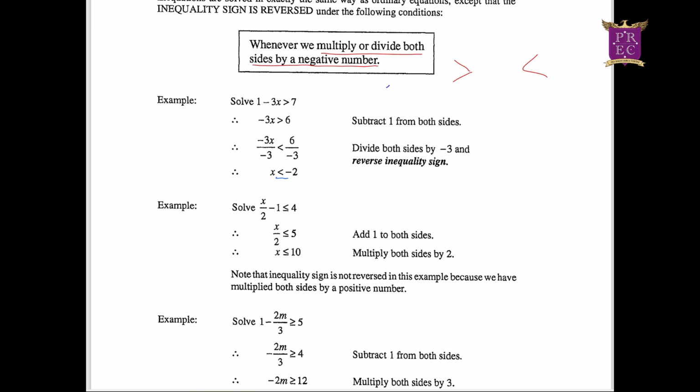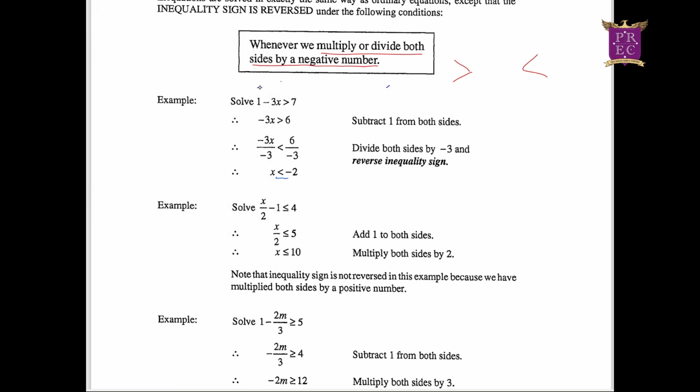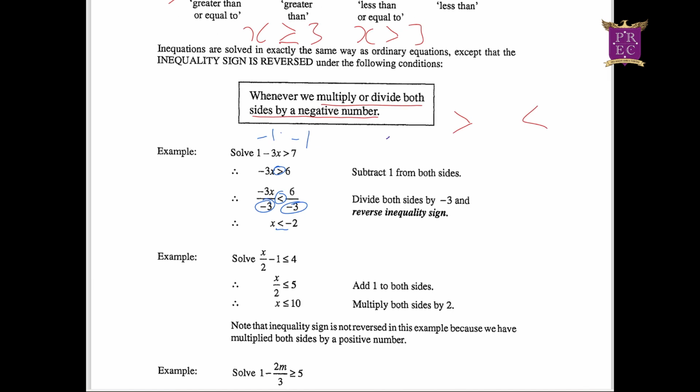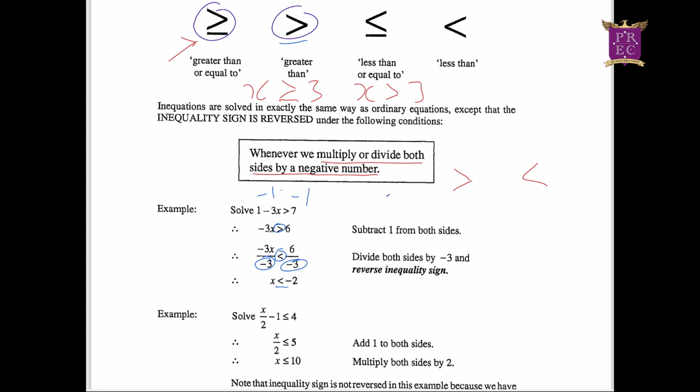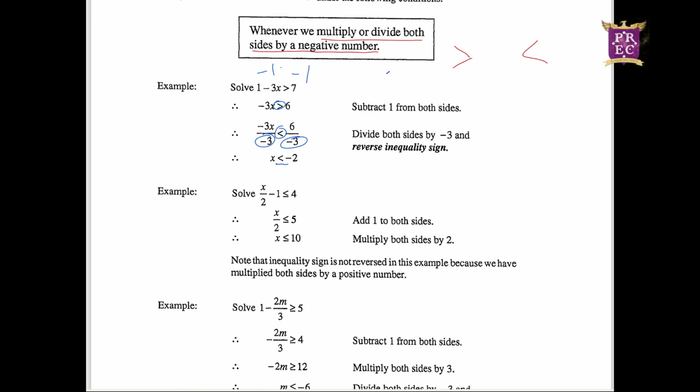Looking at this example here, you can see that the first thing they did was they took away 1 from both sides. Next, they divide both sides by negative 3, and they get the answer x less than negative 2. And when they've divided by negative 3, as you can see, the sign of the inequality changes. So make sure when you're doing inequalities, you keep in mind that your sign is pointing in the right direction.